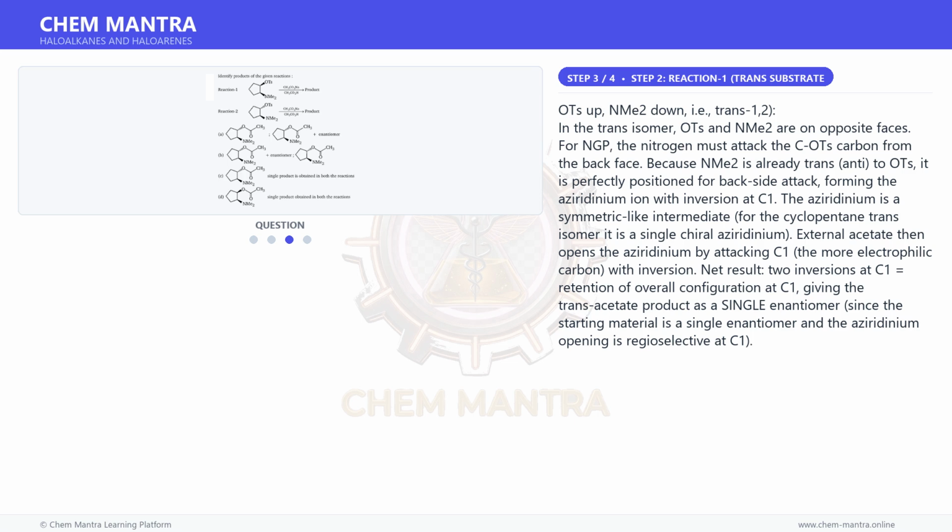The aziridinium is a symmetric-like intermediate. For the cyclopentane trans isomer, it is a single chiral aziridinium. External acetate then opens the aziridinium by attacking C1, the more electrophilic carbon, with inversion. Net result, two inversions at C1 is equal to retention of overall configuration at C1, giving the trans acetate product as a single enantiomer, since the starting material is a single enantiomer and the aziridinium opening is regioselective at C1.